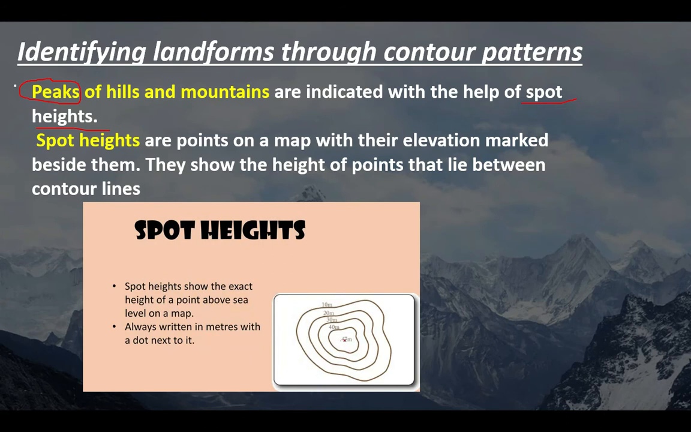So here we can see what a spot height is. There is a small point represented in the center of this concentric circle. Spot heights show the exact height of the point above sea level on the map, always written in meters with a dot next to it. So at the center of this concentric circle, we have a dot, that is the spot height. That is the peak of the mountain or hill. Okay.